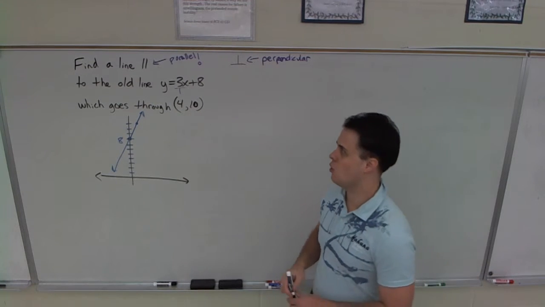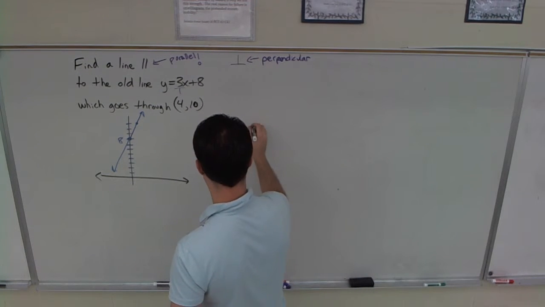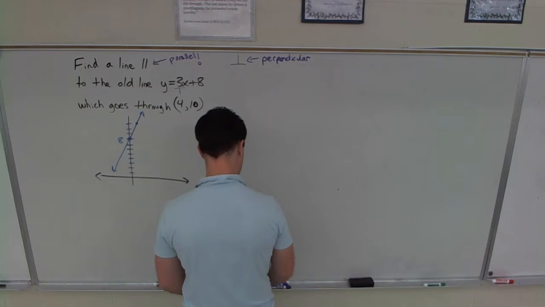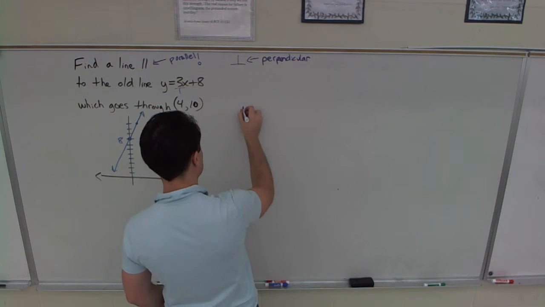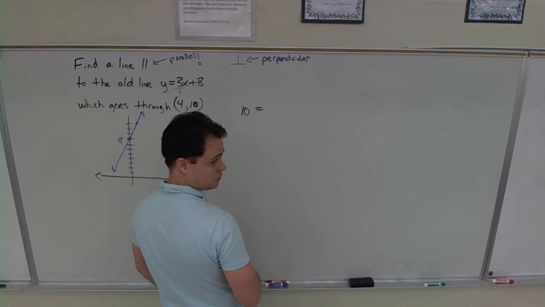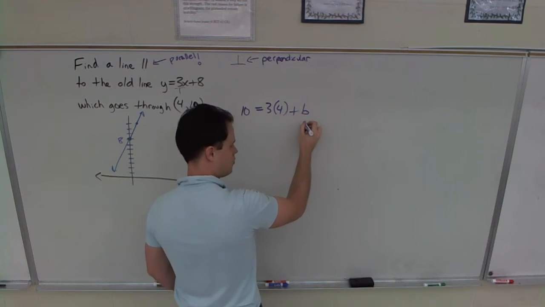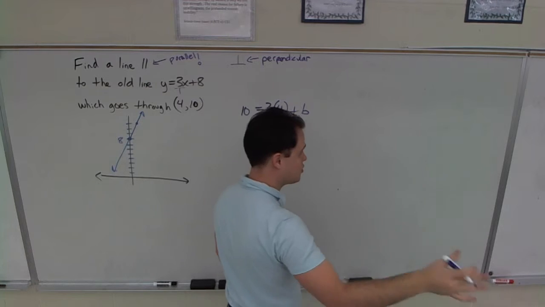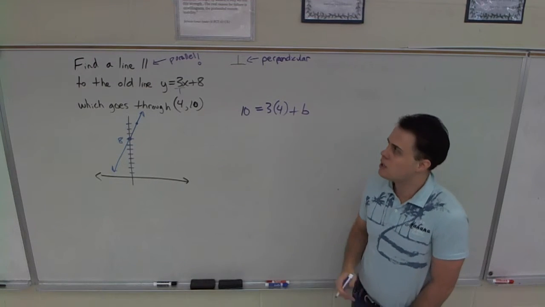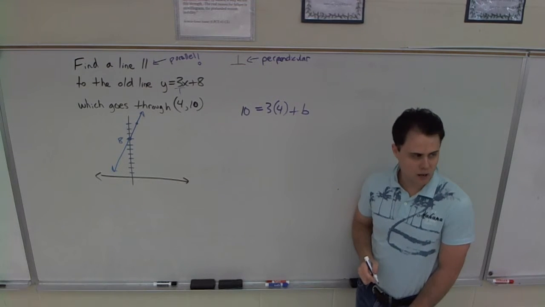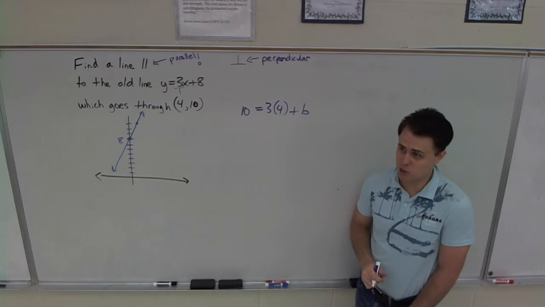So, 10 equals 3 times 4 plus b. Great. I love it. You're already on it. Oh, b, sorry. No, that's great. He had a great idea. He's using the point that we just had. He's putting it in the right spots for mx plus b, right?